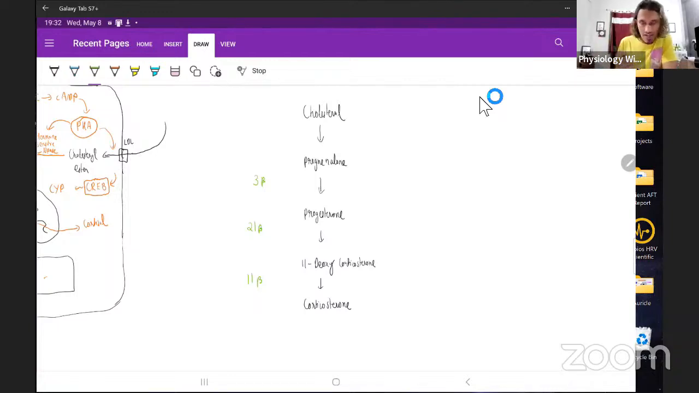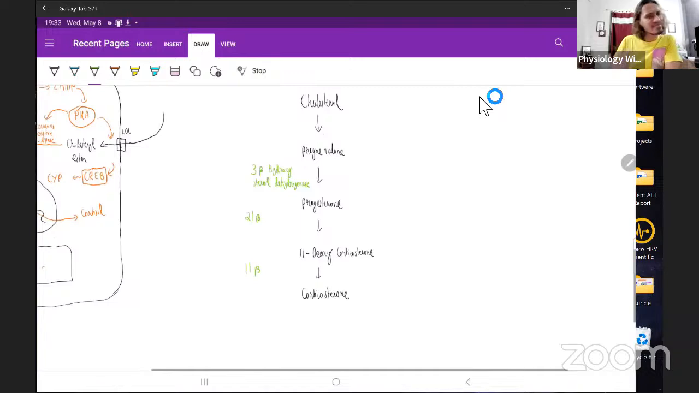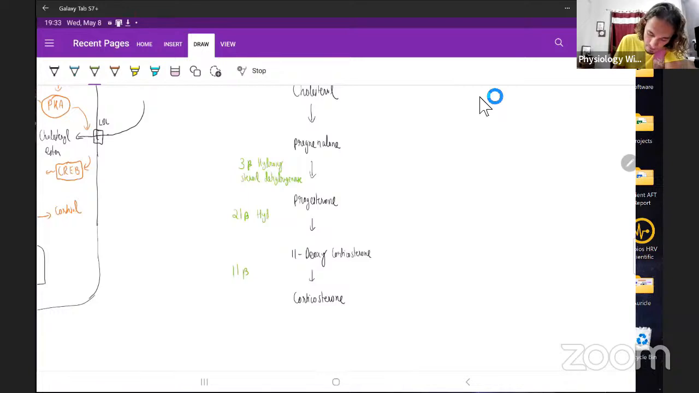Okay. Now let's just add more layers to it. 3 beta hydroxysteroid dehydrogenase. Okay, so pregnenolone is converted to progesterone by 3 beta hydroxysteroid dehydrogenase. Next ones are a little simpler to remember. They're all hydroxylases. So 21 beta hydroxylase, 11 beta hydroxylase.